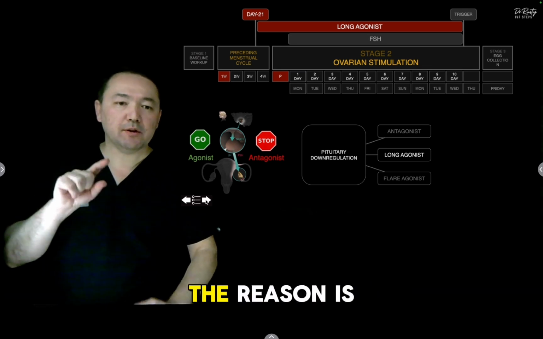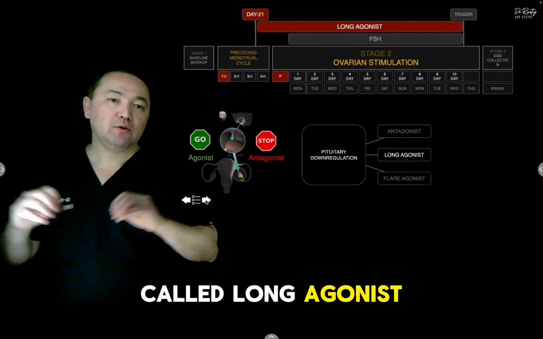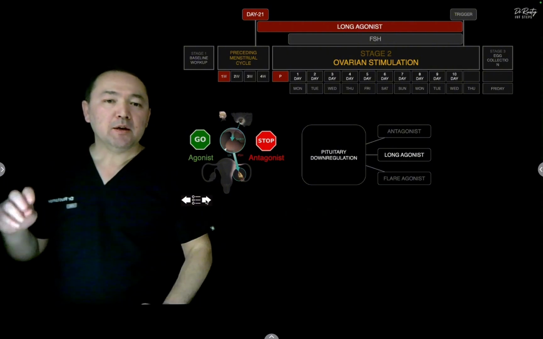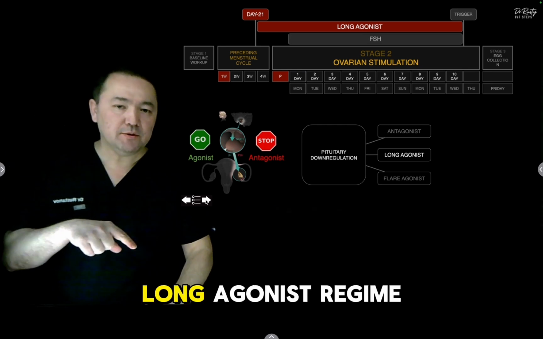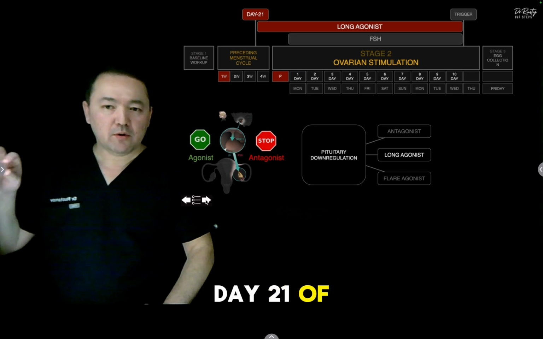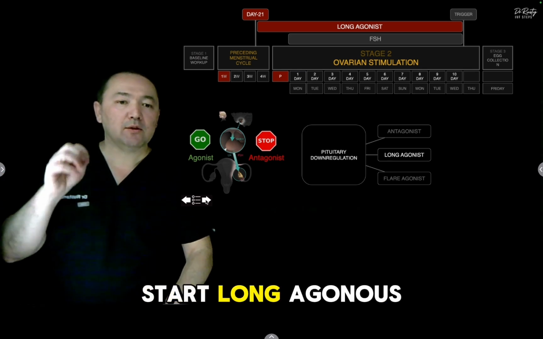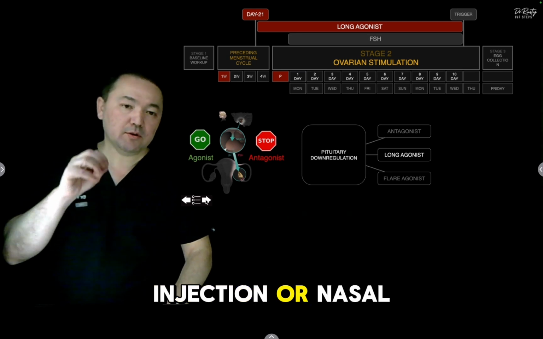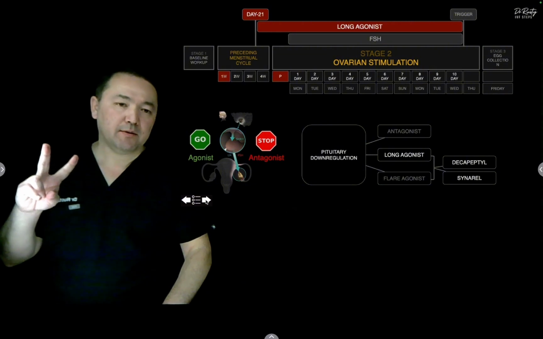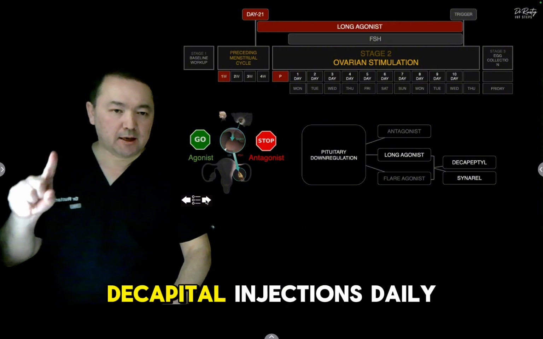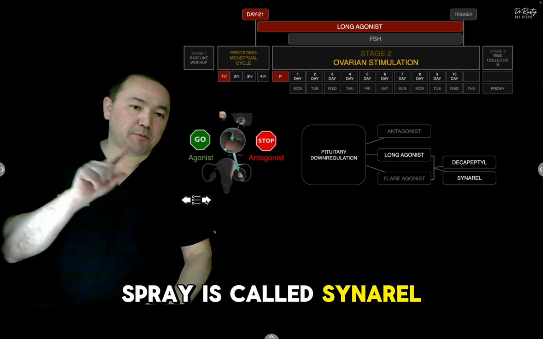The second regime is called the long agonist regime. The reason it's called long is that in this regime you will be on injections approximately a week longer. The long agonist regime starts a week before your menstrual period. So on day 21 of your preceding menstrual cycle, you do a blood test and you start the long agonist injection or nasal spray. There are 2 different types of drugs for agonist regimes: Decapeptyl injections daily, or a nasal spray called Synarel.